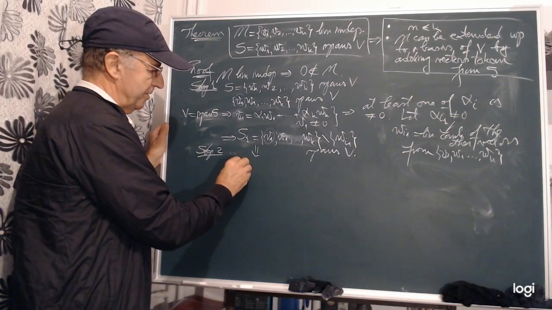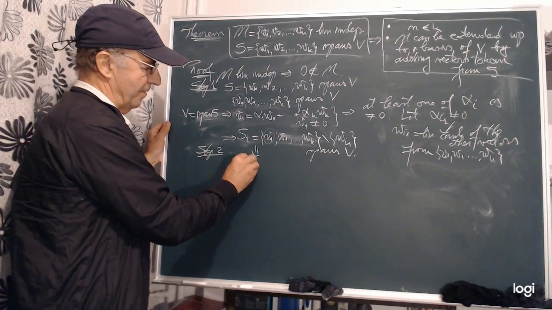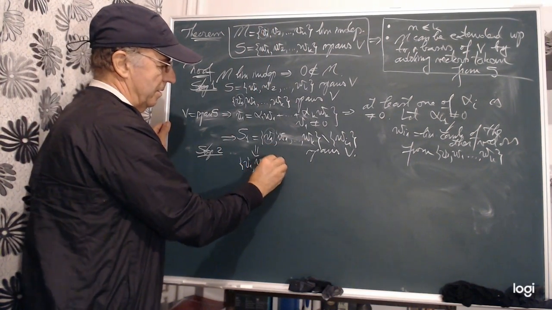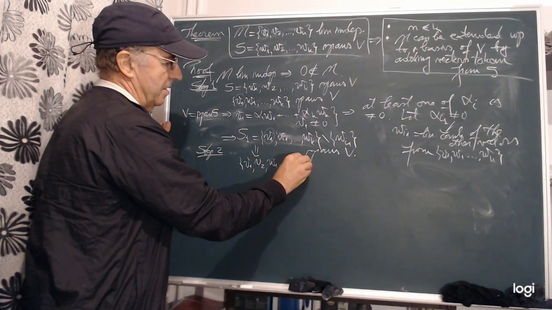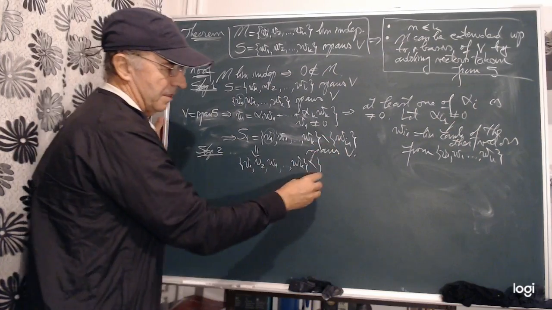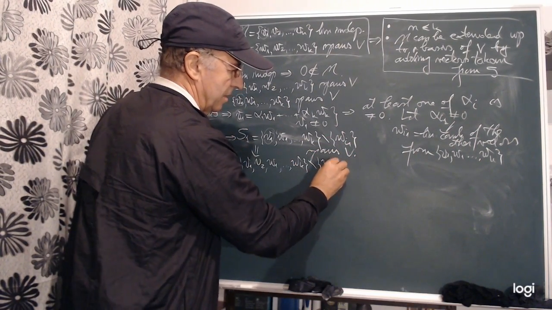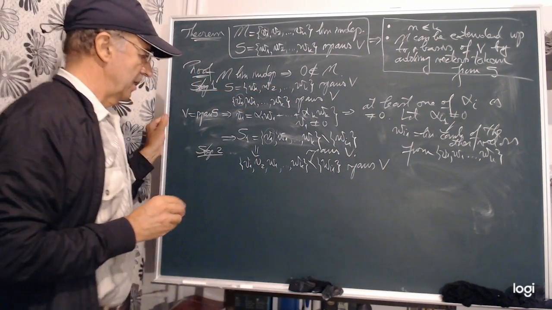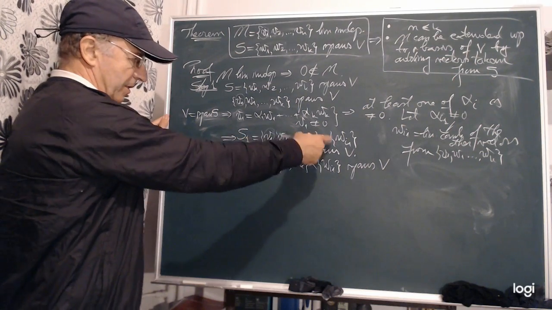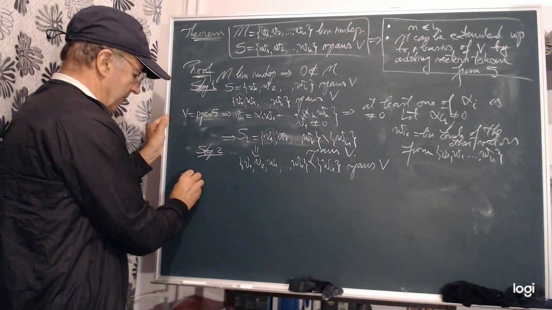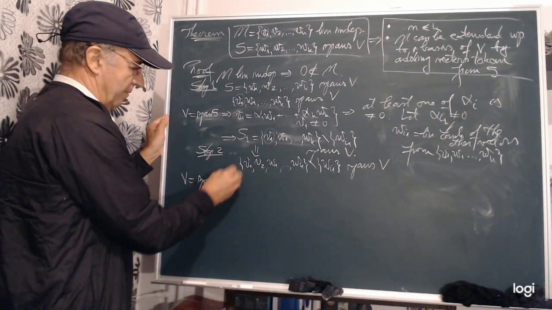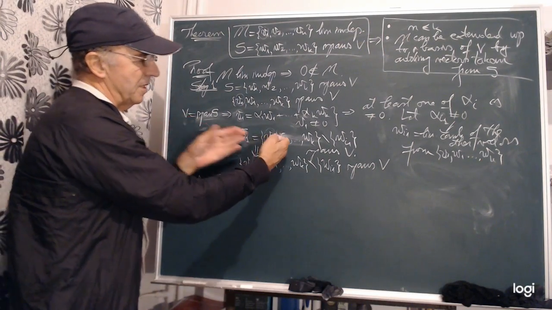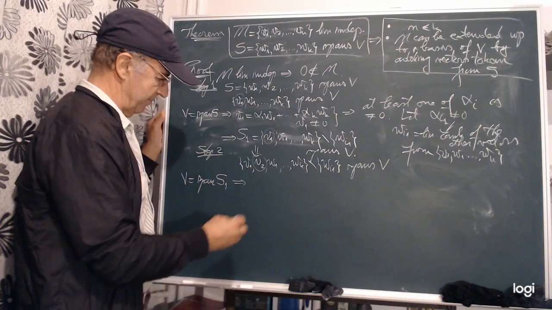From this it follows that the system of vectors V1, and we insert V2, and here is W1 up to WK, and we have eliminated Wi1. This also spans V, but from V equals span of S1, it follows that the vector W2 will be a linear combination of these vectors.